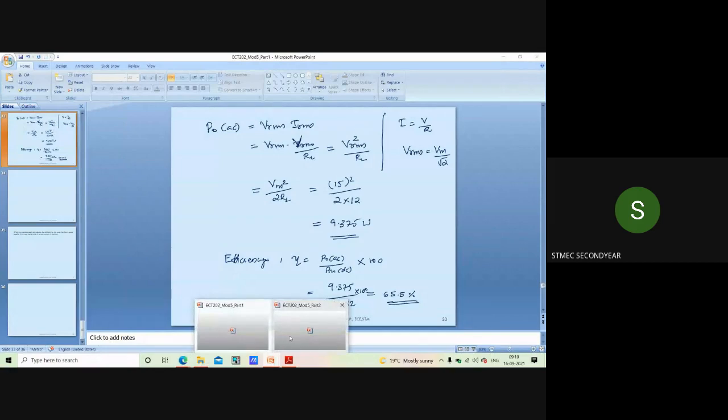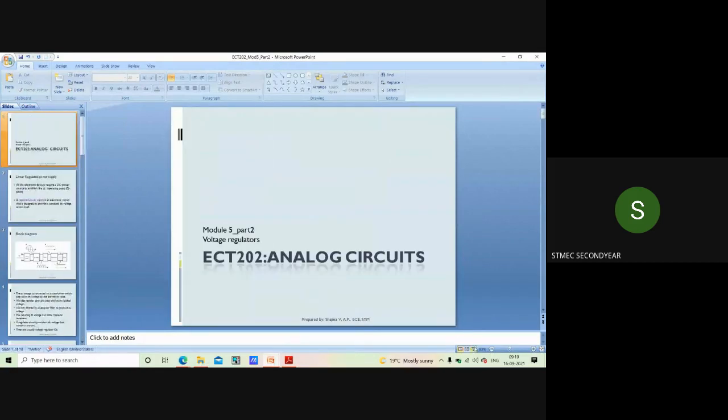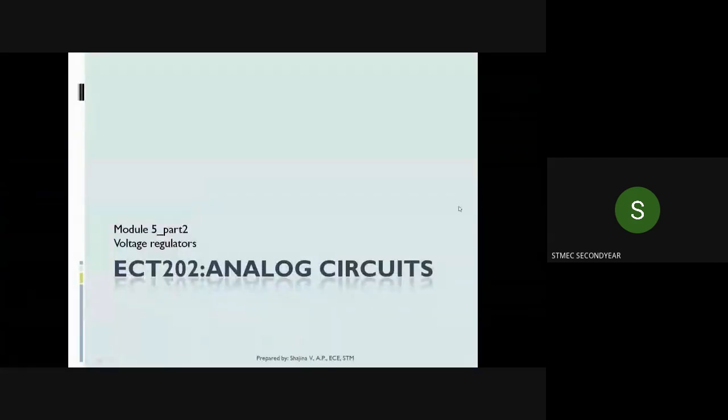So, coming to the next topic. As already told, we have mainly two parts in the fifth module. The first one is power amplifier. That is over. Now, the next part is voltage regulators. I think you are familiar with the voltage regulators, right?